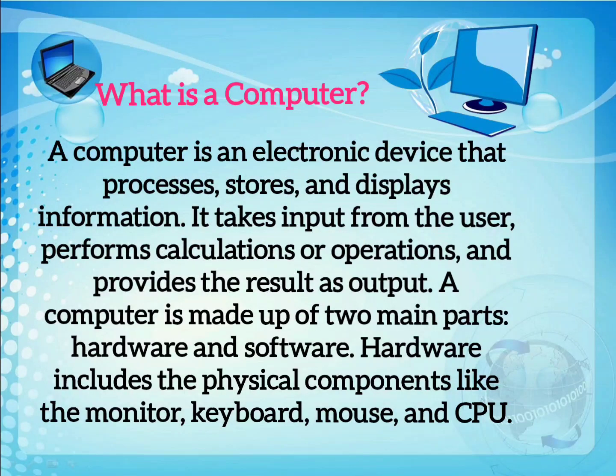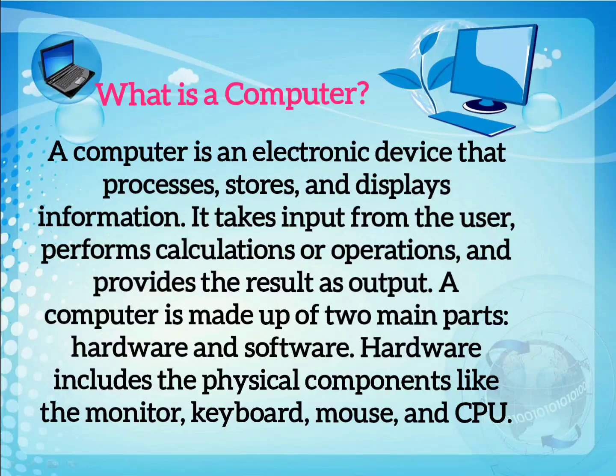What is a computer? A computer is an electronic device that processes, stores, and displays information. It takes input from the user, performs calculations or operations, and provides the result as output. A computer is made up of two main parts: hardware and software.